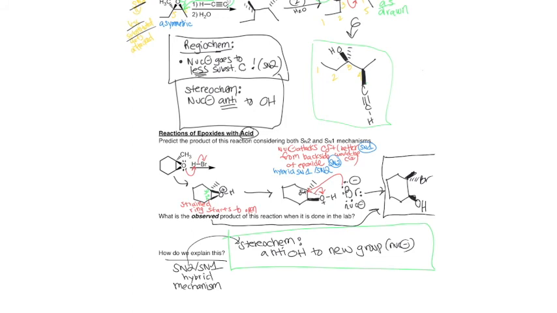So notice that relationship here. These are anti. And then the regiochemistry. Which carbon got attacked, in other words? Because the epoxide is part of a 2-carbon functional group, the nucleophile lands on the more substituted C.